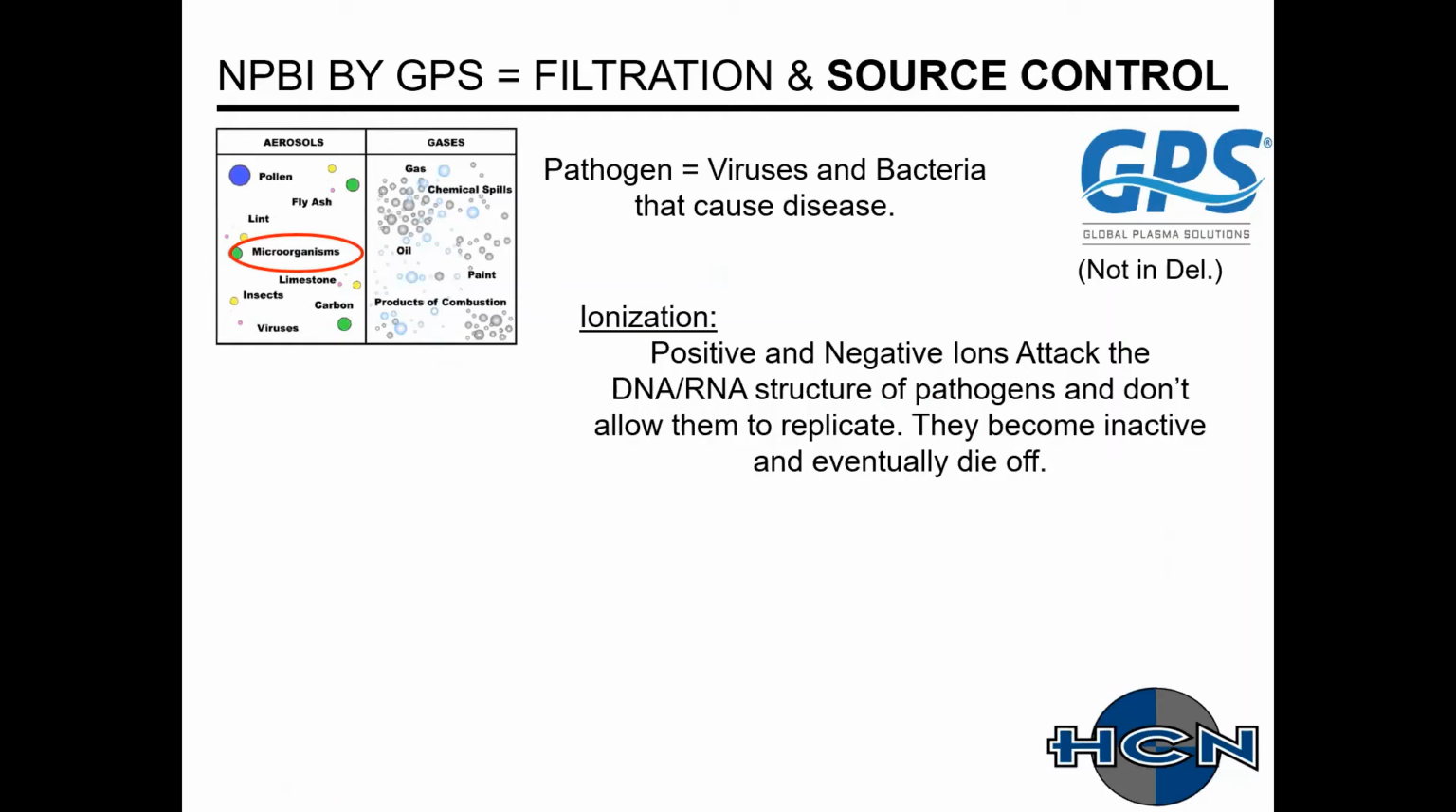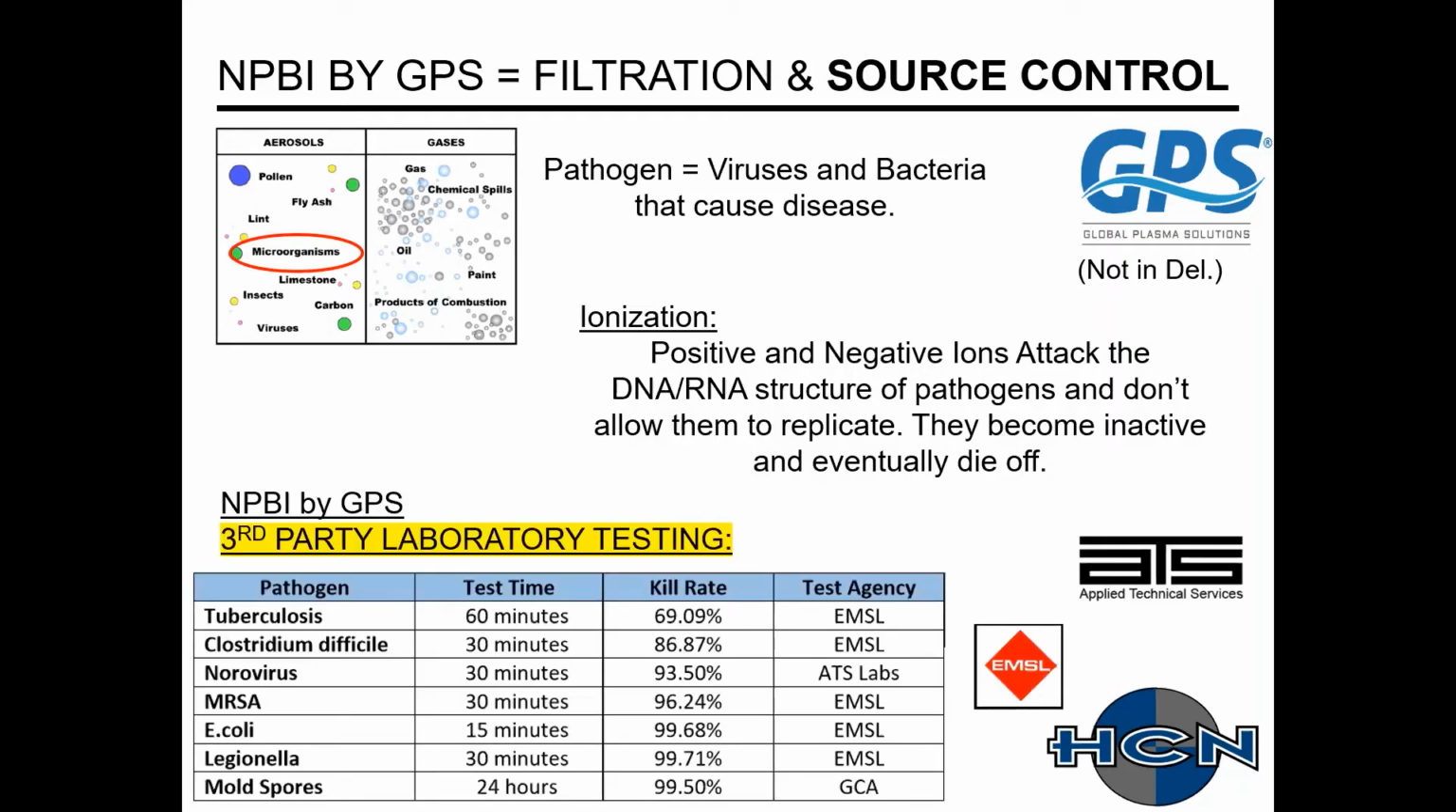GPS increases filtration. How they also improve source control is back to our aerosols. Under microorganisms, we have pathogens. These are viruses and bacteria that cause disease. So with ionization, these positive and negative ions attack the DNA structure in these cells, and then they become inactivated and eventually die off. And GPS has also done third-party testing of these pathogens and bacteria on the left here. They've been certified by other independent testing agencies.